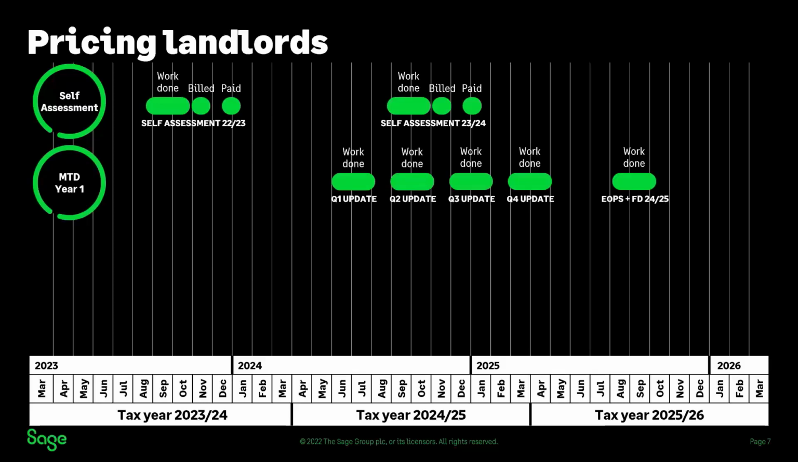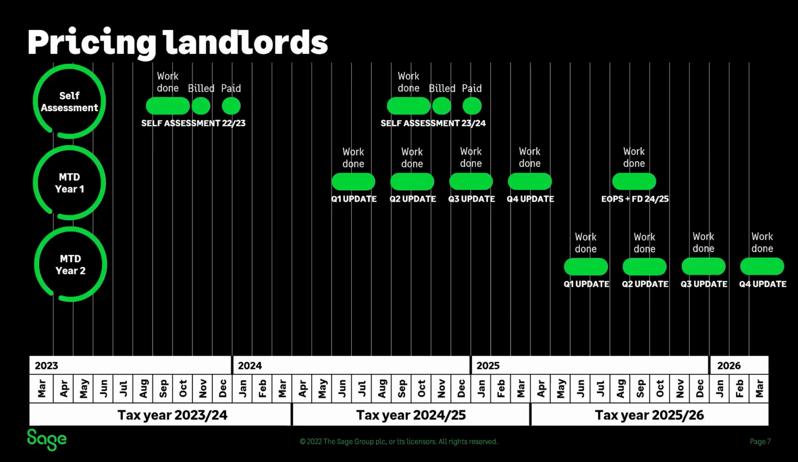But with MTD for ITSA, we've got that new theme of work kicking off from 2024. Your clients will be required to maintain their records digitally. Either you or they'll be filing a quarterly update to HMRC. Then you'll also have the end of period statement and the final declaration. And this is going to be a continuous theme of work.